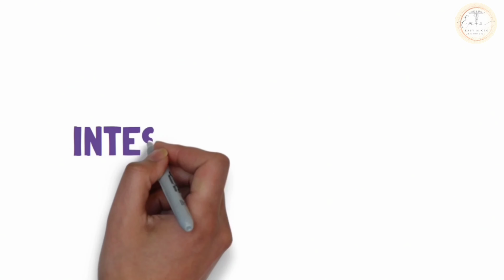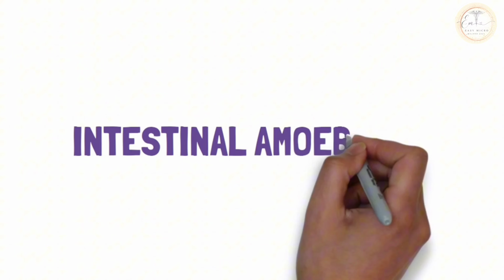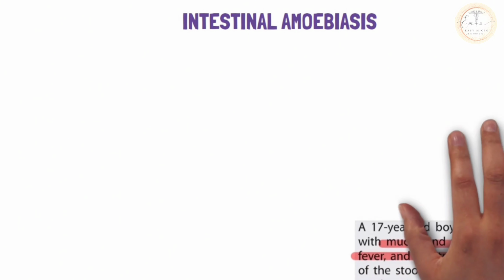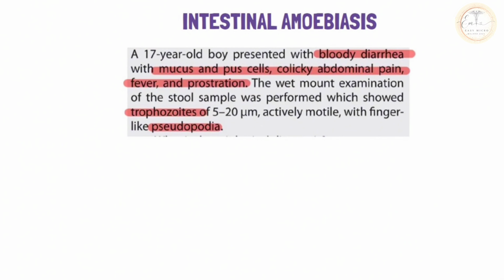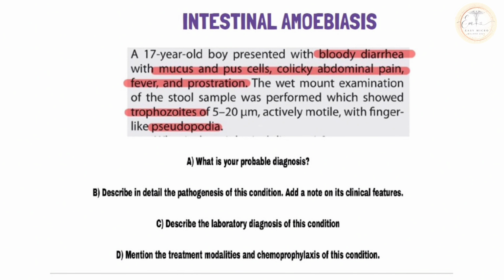Friends, the topic that we are going to discuss now is intestinal amoebiasis. So first of all, let us look how the examiner is going to ask the question in examination. If the examiner gives a clinical question saying that the patient is suffering from bloody diarrhea with mucus and pus cells, then blindly fix that it is a case of intestinal amoebiasis.